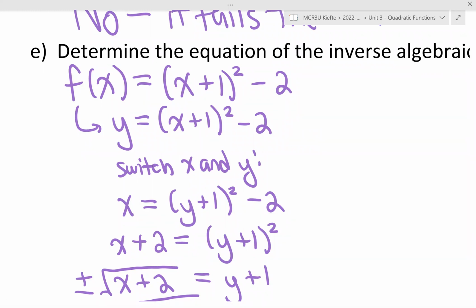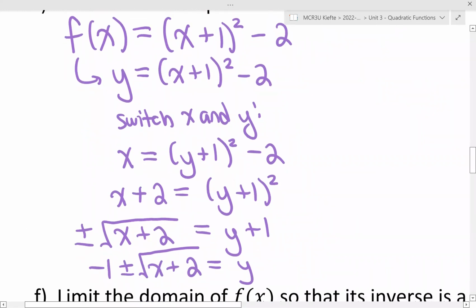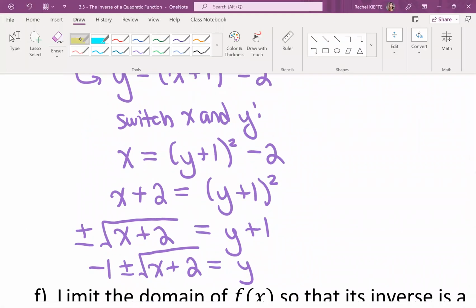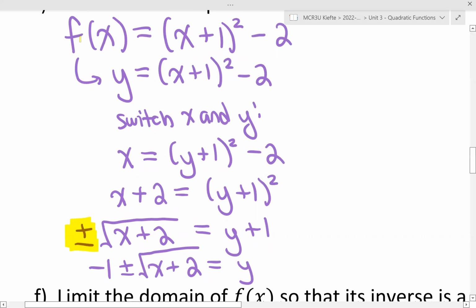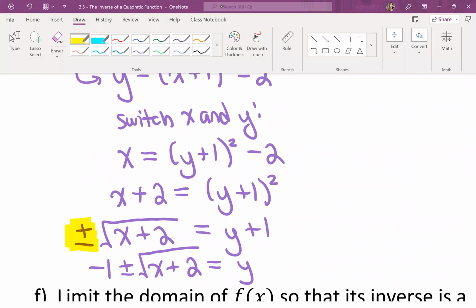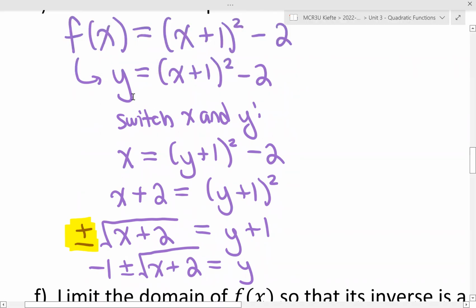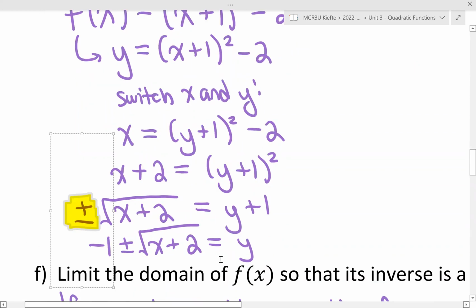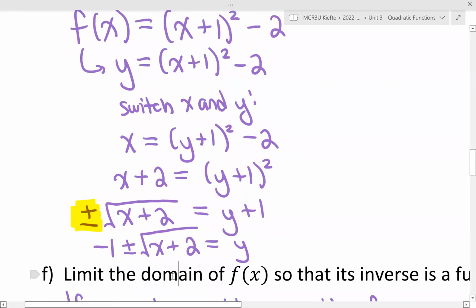Then we'll undo the square by square rooting. A really important thing not to forget here is the action of undoing a square makes there be a plus or minus. So don't forget the plus or minus. And now we subtract 1, and here's our equation. Again, I'm not calling it f inverse because we know as soon as we see a plus or minus, something is not a function.